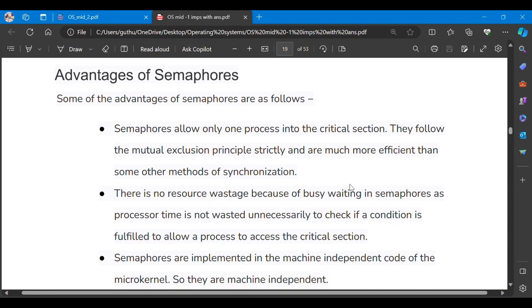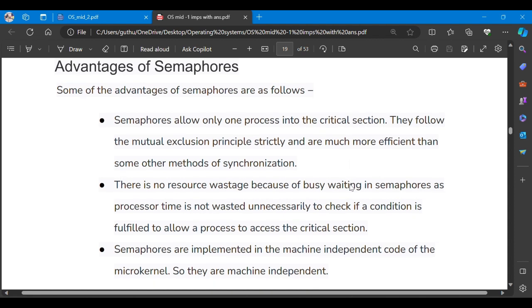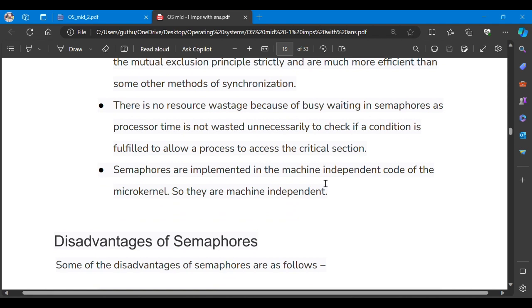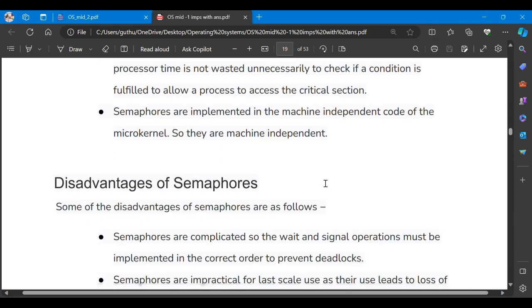So it will help you with mutual exclusion and it is more efficient than other methods of synchronization. Also, in semaphores there is no resource wastage because of busy waiting, and processor time is not wasted checking if a condition is fulfilled to allow a process to access a critical section. Semaphores are implemented in the machine independent code of the microkernel. So semaphores are machine independent, and that is one of the advantages.